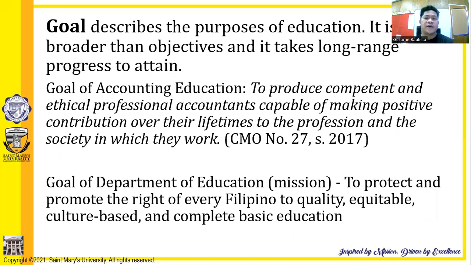We also have the goals. Okay, so here, goals describe the purposes of education, and it is broader than objectives, and it takes a long range, or a long period of time to be able to attain. So for example, we have here the goal of accounting education: to produce competent and ethical professional accountants capable of making positive contribution over their lifetimes to the profession and the society in which they work, according to CMO number 27, series of 2017. So this is the purpose of accounting education, to be able to produce competent and ethical professional accountants. And of course, you will become CPAs in the future. We would want you to become these professional accountants, competent and observing standards of ethics.